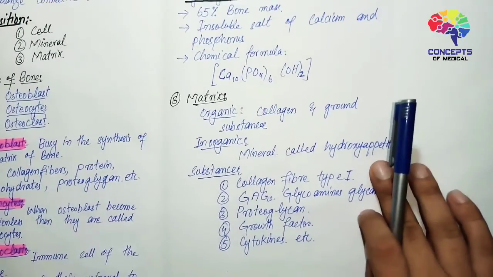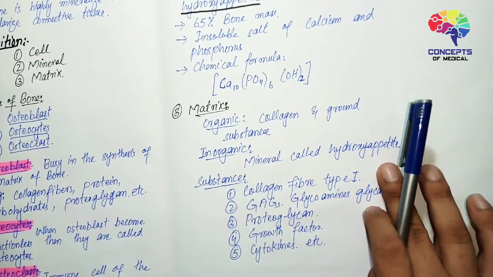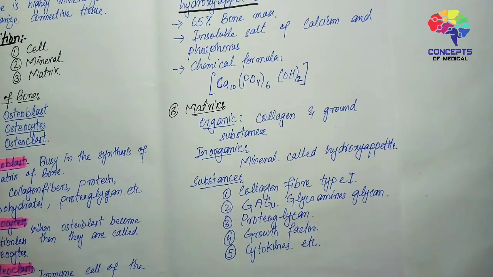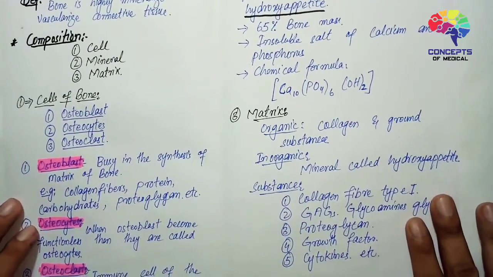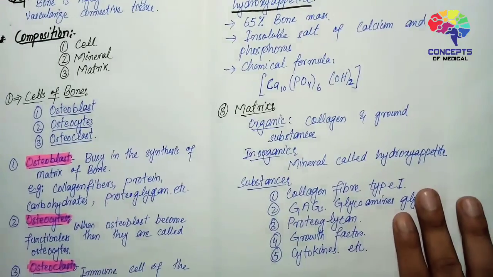So this was a very simple chart about the bone composition, and in the next video we will talk about its general structure and classification, and all these things we will discuss later on. And this was all about the bone, and this was the first video.